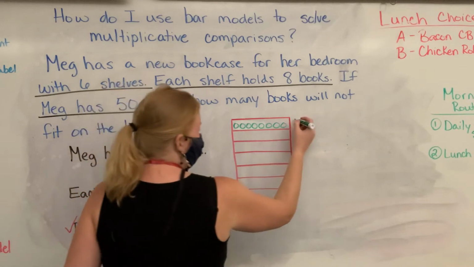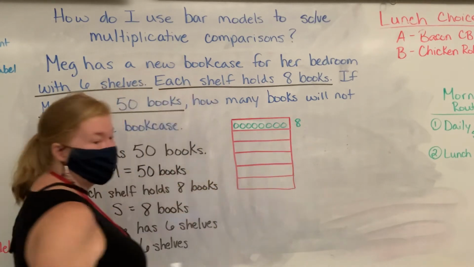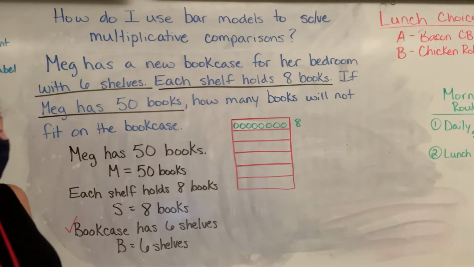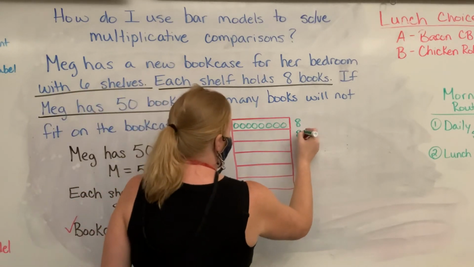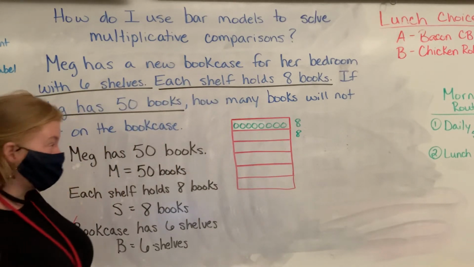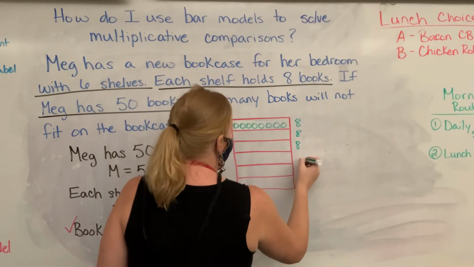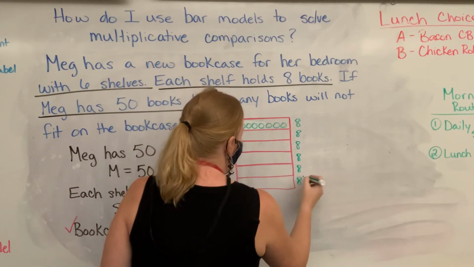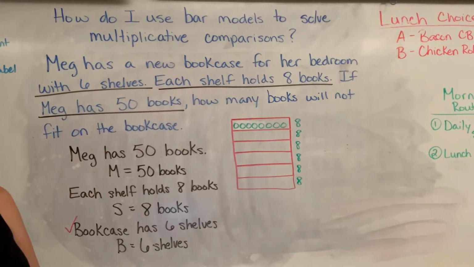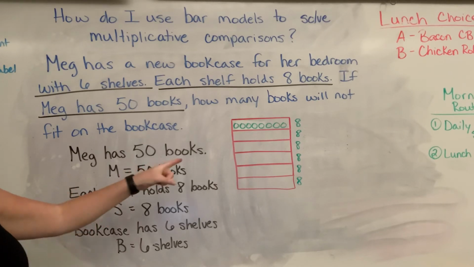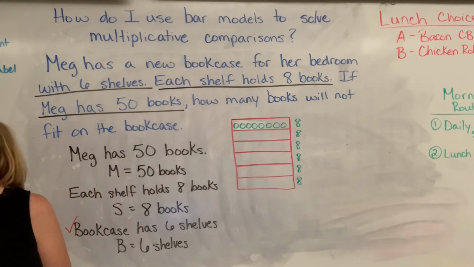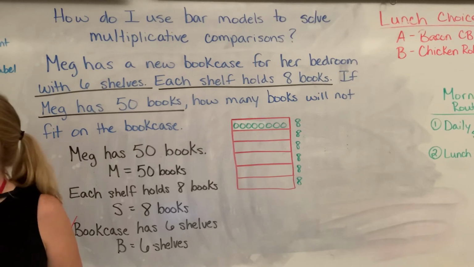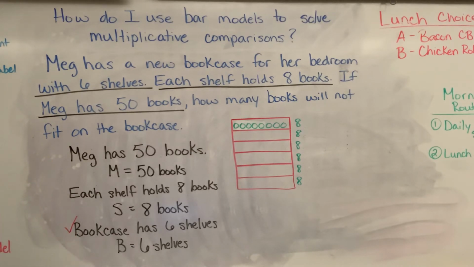So this shelf holds 8. How many is the next shelf going to hold? 8. And the next shelf? 8. Absolutely. And the next shelf? 8. Next. 8. Next. 8. Perfect. So if each shelf holds 8 books, how many books is she going to be able to fit on her bookcase?